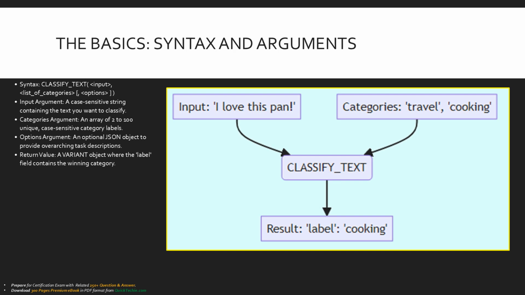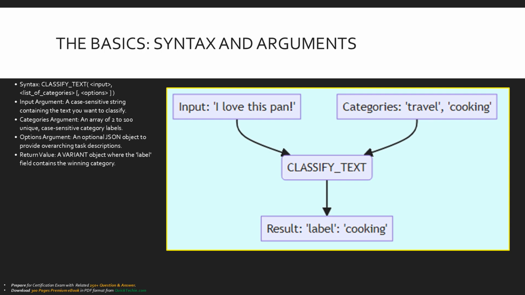Now, let's look at how to actually write the code. The function syntax is straightforward: classify text, followed by your input text, your list of categories, and an optional settings argument. The first argument, the input, is a string. Note that it is case-sensitive, meaning different capitalization might slightly alter the model's interpretation.